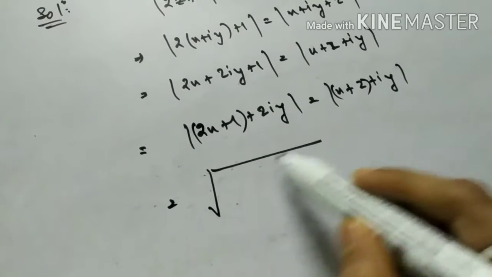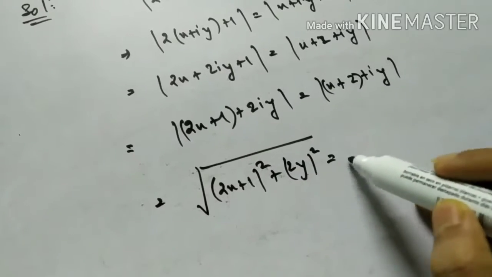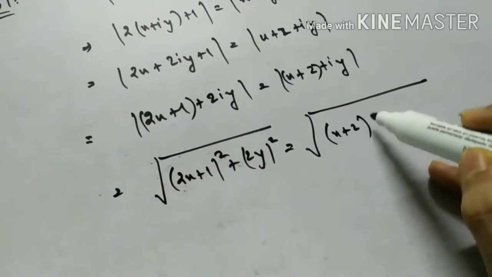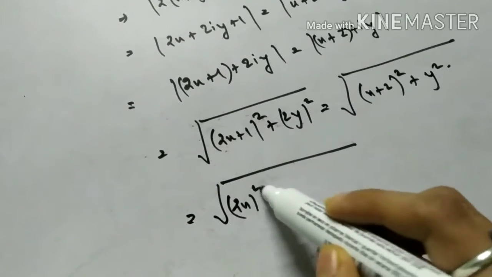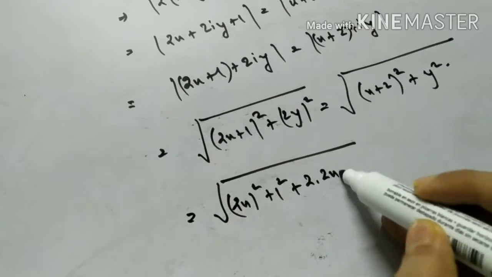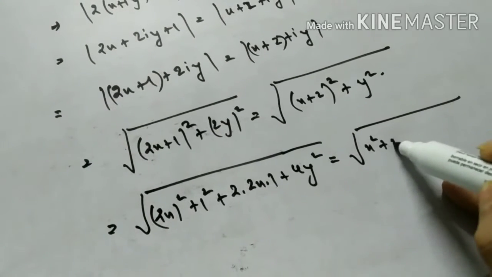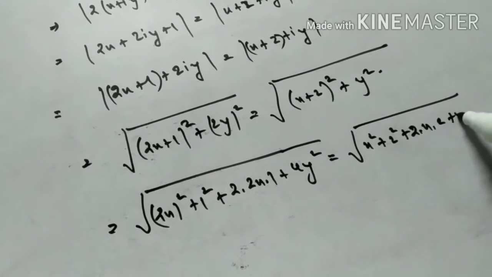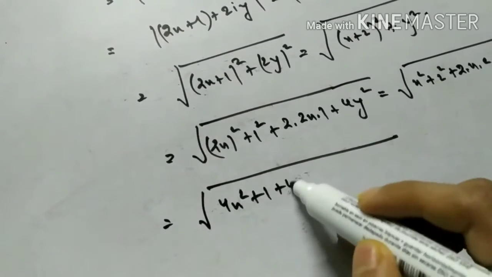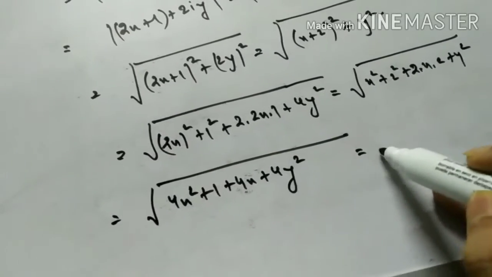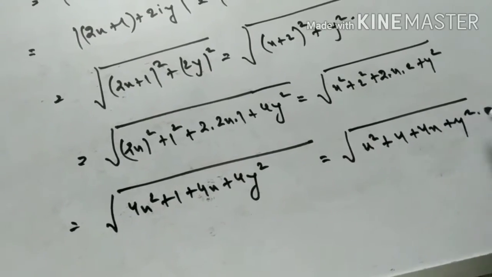So this one is the real part, and this one is the real part. So this becomes root over (2x plus 1) the whole square plus (2y) the whole square is equal to root over (x plus 2) the whole square plus y square. Expanding, (2x) square plus 1 square plus 2 into 2x into 1 plus 4y square is equal to root over x square plus 2 square plus 2 into x into 2 plus y square. So this is root over 4x square plus 1 plus 4x plus 4y square is equal to root over x square plus 4 plus 4x plus y square.